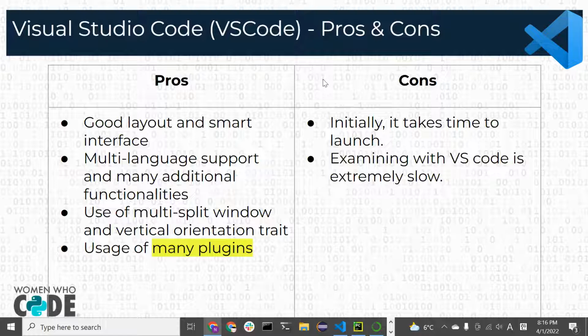And as you have seen before, it supports autocode complete and syntax highlighting with IntelliSense, which finishes syntax based on variable types and function definition. And it has a really strong integration with Git, the version control system. But some cons: initially it takes some time to launch, and debugging with Visual Studio Code is extremely slow.